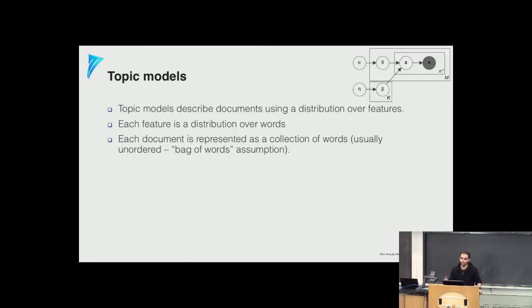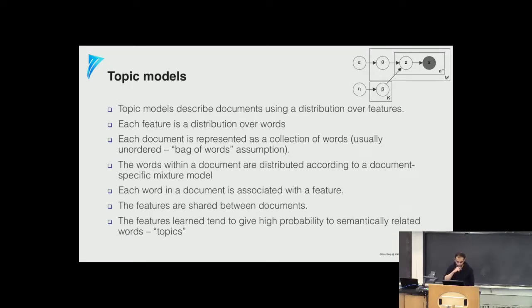So we've already covered topic models in the class. And the idea behind the topic model is that we have some collection of documents, and we assume that every document is some sort of distribution over features. Every feature is a distribution over words, in this case. And then the document is represented as a collection of words. We don't care about the structure between the words. We care only about the counts of the words. So this is the so-called bag of words assumption.